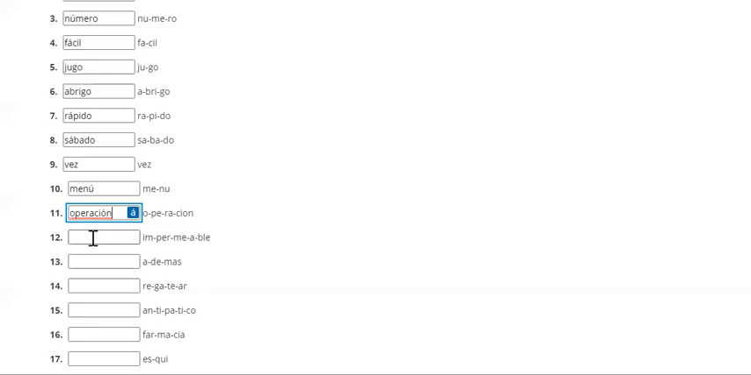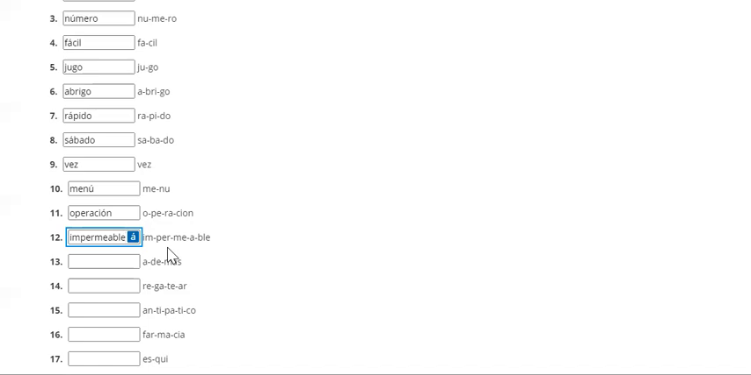Impermeable. You can hear that. It's a word that ends in a vowel, and the stressed syllable is right there. Impermeable, and that means it follows the rules here. Impermeable follows the rules. No need for an accent mark.